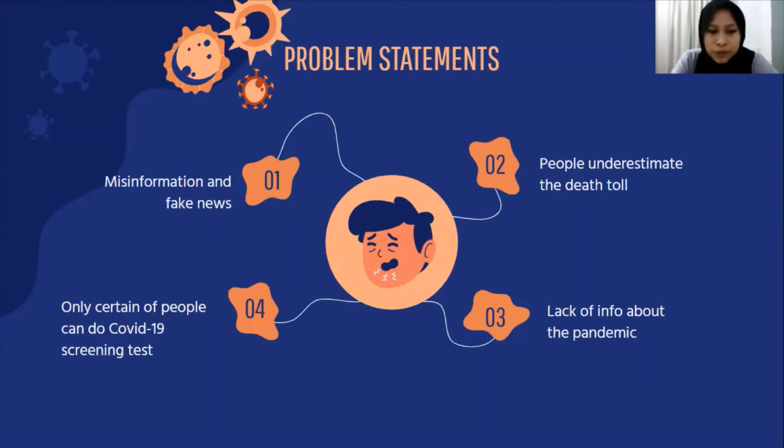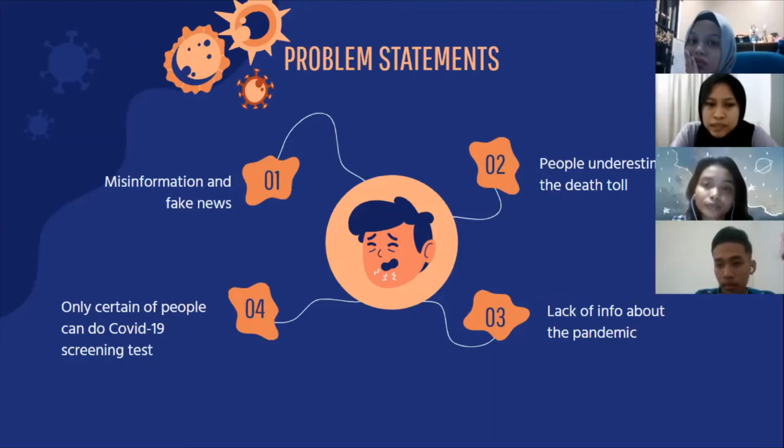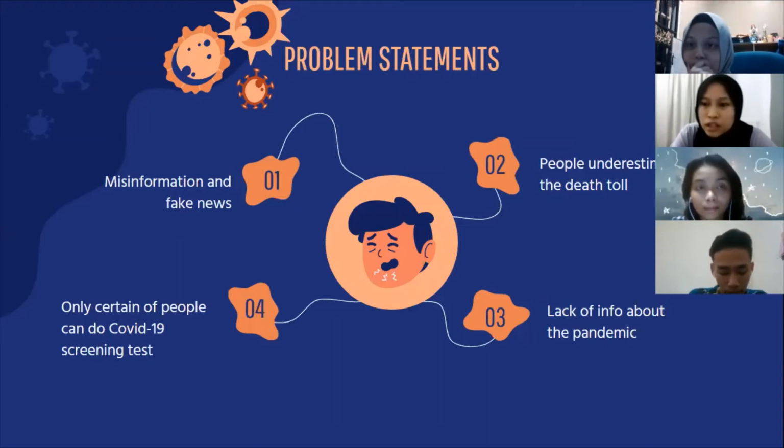The last one is that only certain people can do COVID-19 screening tests, for example, people who have close contact with a known case. So when people have symptoms but don't know if they should do the test, a simple assessment that you can do online would be helpful to decide if you are a good candidate for the COVID-19 test or not. So that's all.